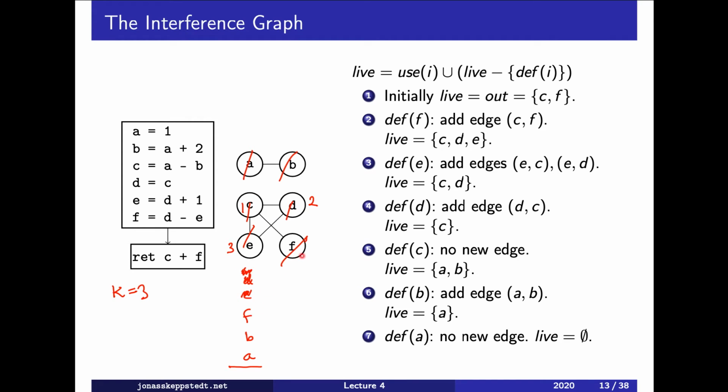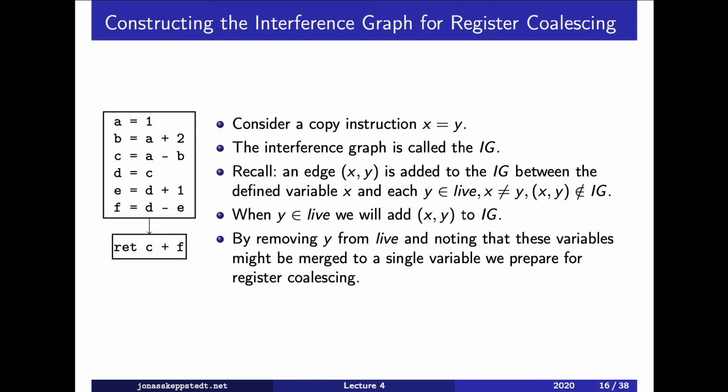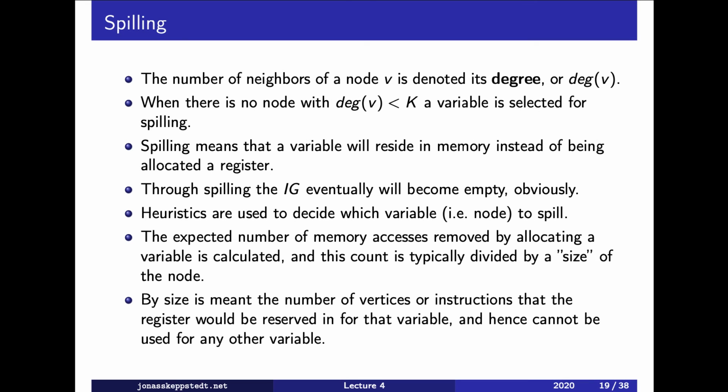F, okay, it can have either 2 or 3. Let's use 2. And, well, B can get 1, and A can get 2. So, this works quite well. But there are situations when it is not possible to find a node which has fewer than k neighbors.